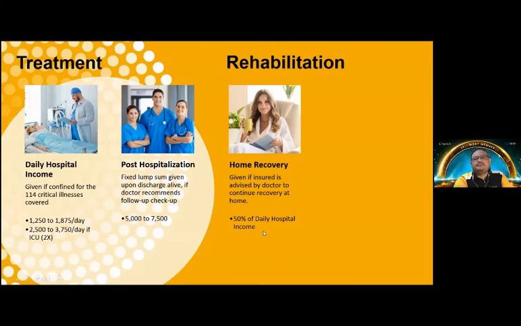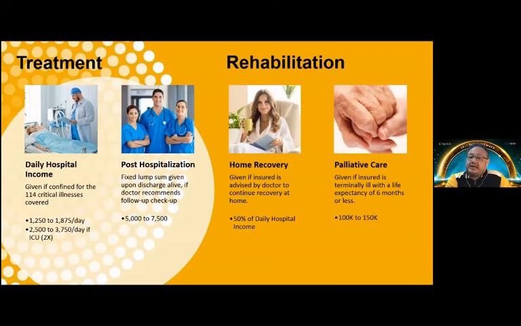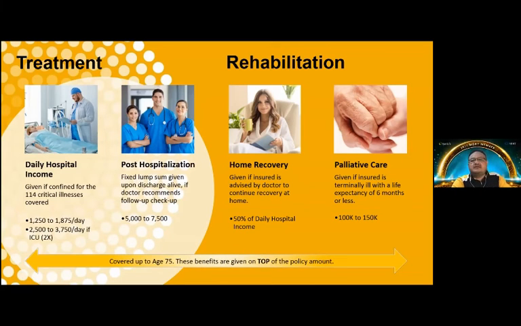Yan. Okay. And then lastly, meron tayong palliative care. So kapag sinabi ng doctor, I'm sorry, you have less than 6 months to live na. For that purpose, Sun Life gives 100,000 or 150,000 lump sum fixed amount benefit. Okay? So terminally ill na ibig sabihin pag palliative. So all of these benefits covered si client up to age 75. Yan. So again, compared kay HMO hanggang 65, sa health plan ni Sun Life, up to age 75. And these benefits are given on top of the policy face amount. Kung insured sa 1 million, yung 1 million niya, intact yun. Kapag nag-claim siya for all of this, hindi na babawasan yung 1 million.